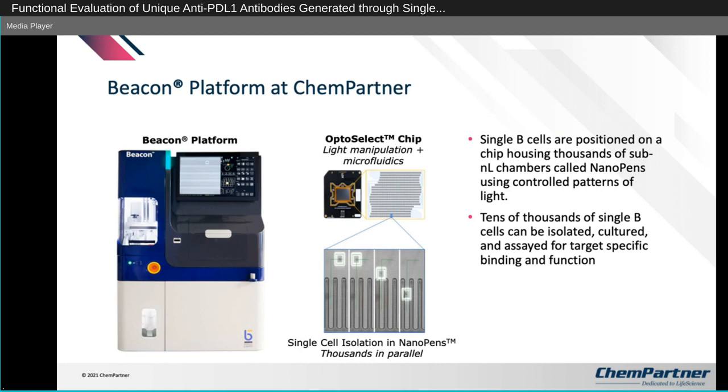So at ChemPartner, we have Berkeley Light's Beacon platform in order to accelerate antibody discovery. On the left there is the Beacon instrument, and it is able to accommodate up to 4 OptoSelect chips, which are shown in the middle of the slide here. The OptoSelect chip houses sub-nanoliter chambers called nanopens, and we use controlled patterns of light to move single B cells into the nanopens. And within the chip, you can evaluate tens of thousands of single B cells. You can culture these B cells, allowing them to secrete antibodies, and then assay for target-specific binding as well as function, all directly on the platform.